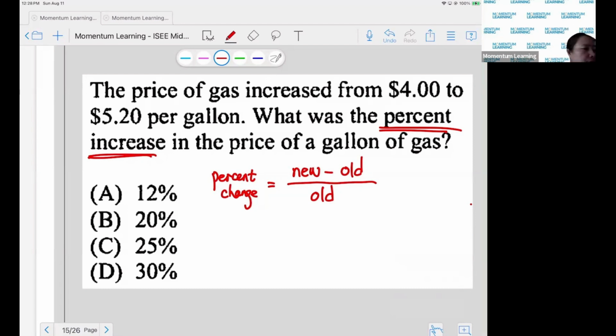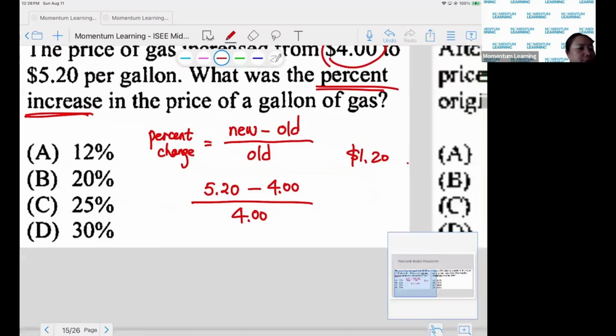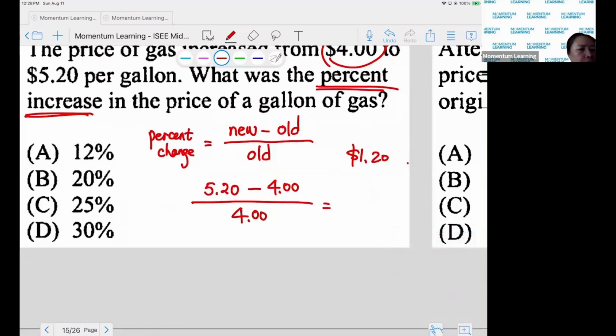So my new value right now is $5.20. My old one is $4. So the change itself is $1.20, right? Now $1.20 is not directly 12%, because it's changing from what? From the $4. So the percent for that change needs to be divided by the $4, the original one, the old one. So $1.20 divided by 4, when you calculate, is 0.3. If you change that to a percentage, that's 30%.